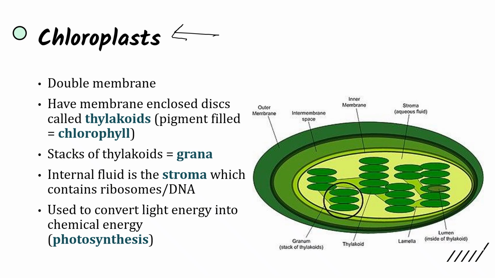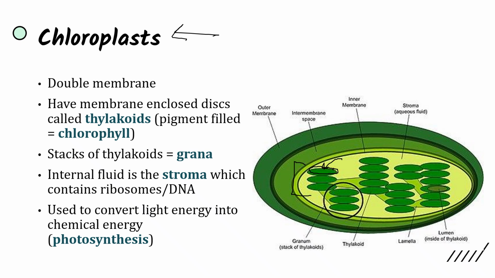But there's also going to be membrane-enclosed discs called thylakoids, these guys right here. And they're going to be filled with a pigment known as chlorophyll, and that's what's going to cause plants to be green. A stack of these thylakoids is known as a granum, and the plural is grana. And these are used to convert light energy into chemical energy.